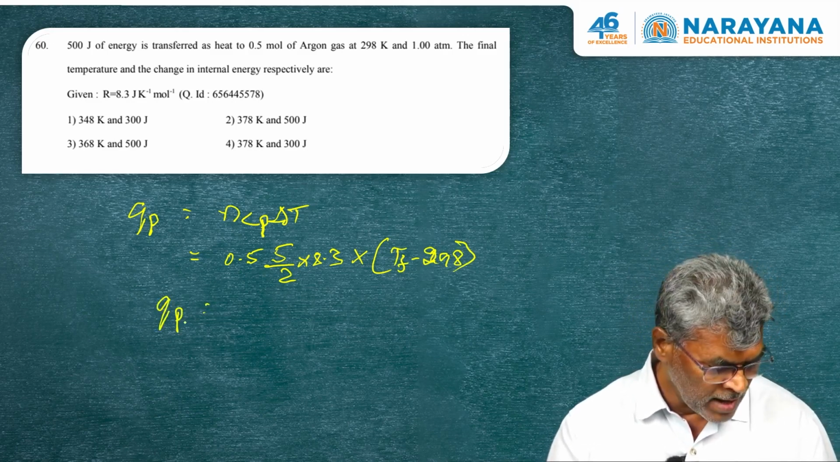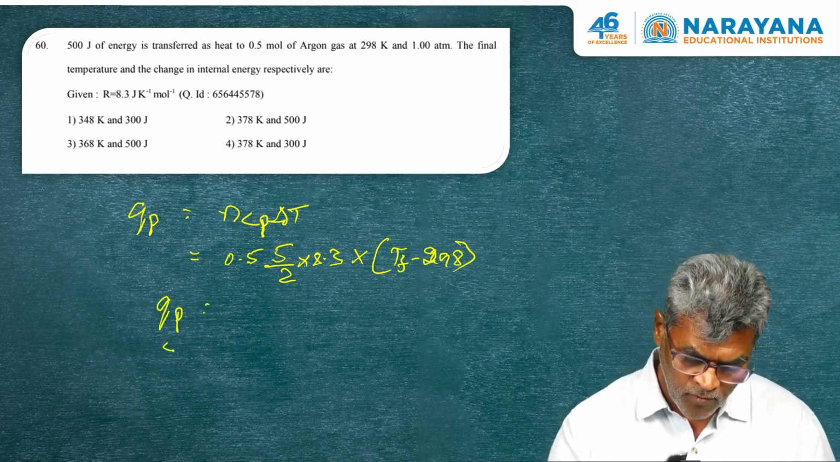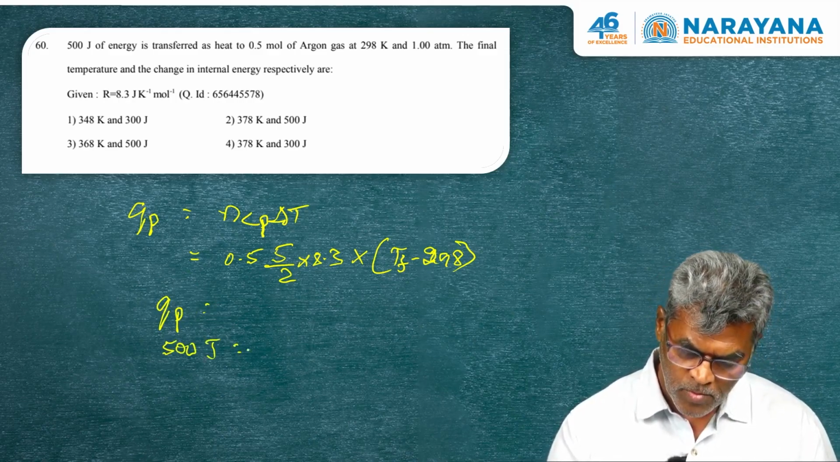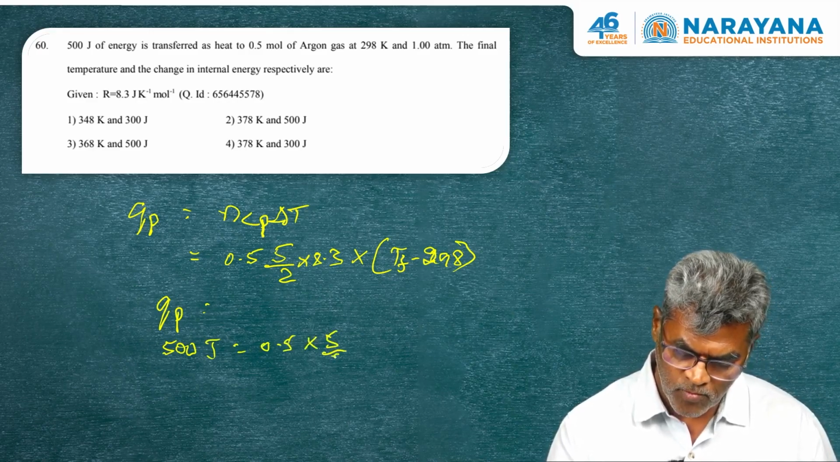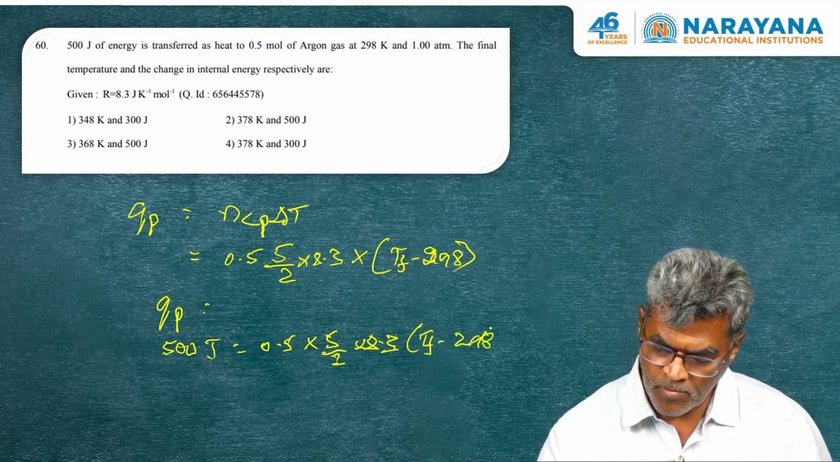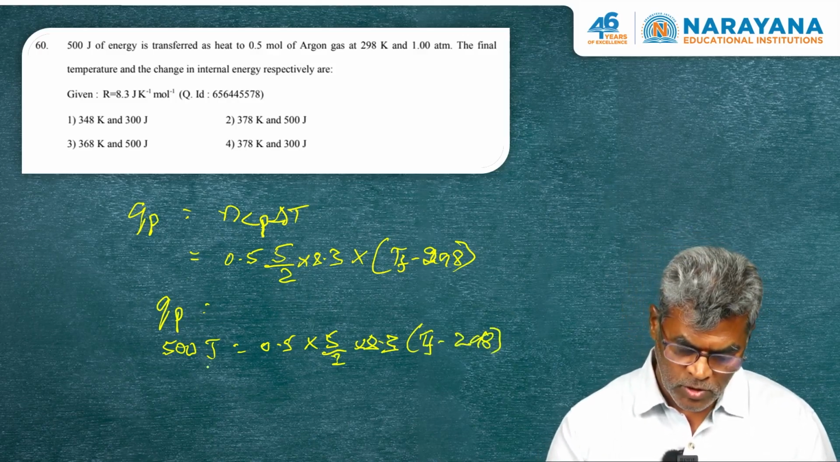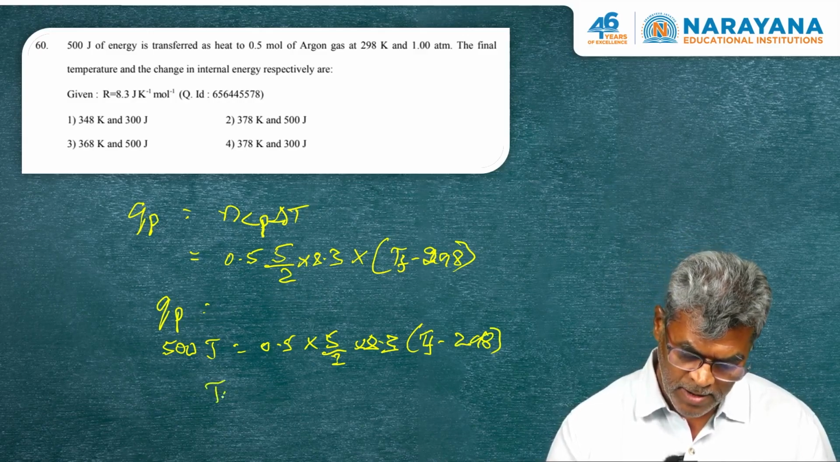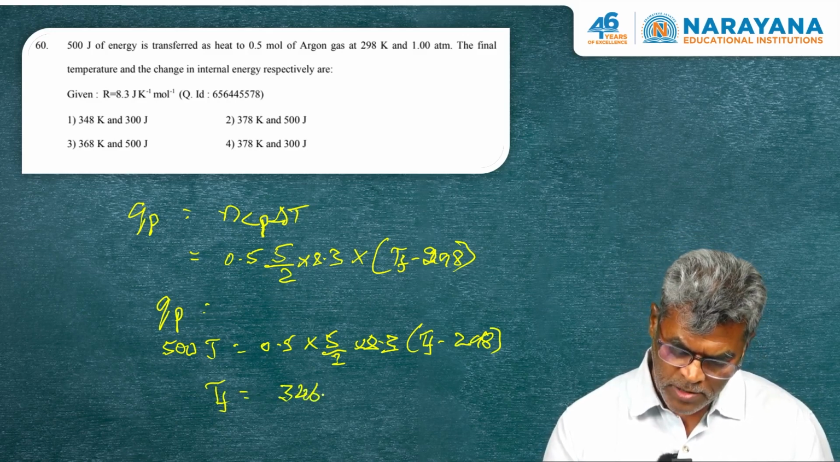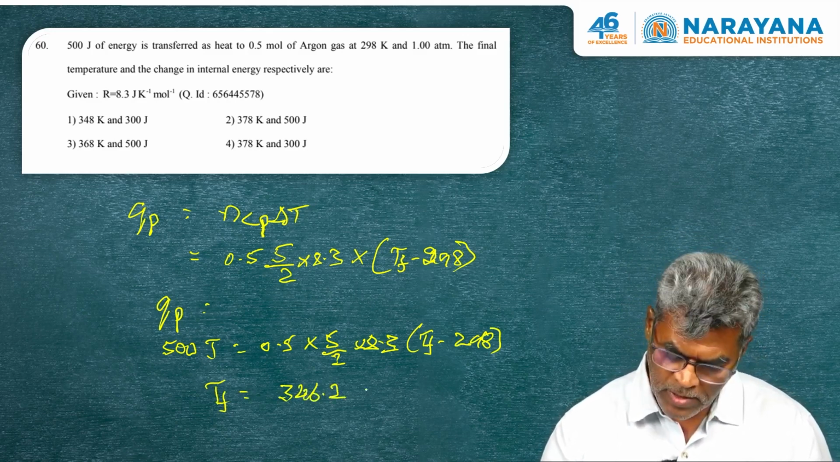So, if you calculate Qp, Qp is already given as 500 joules. 500 joules equals 0.5 into 5 by 2 into 8.3 into T final minus 298. If you calculate everything, T final comes to around 346.2 Kelvin.